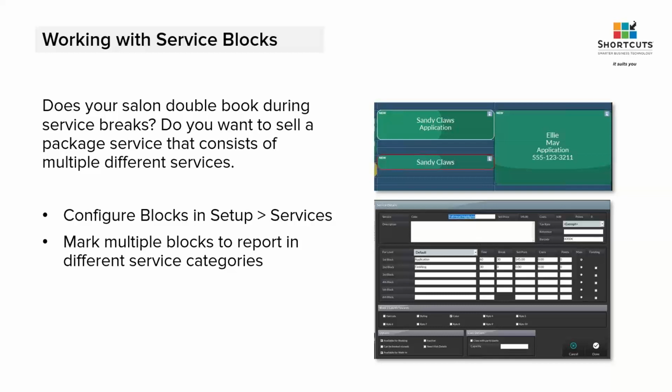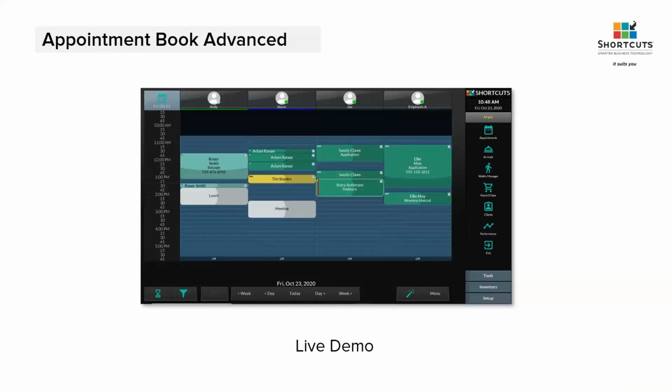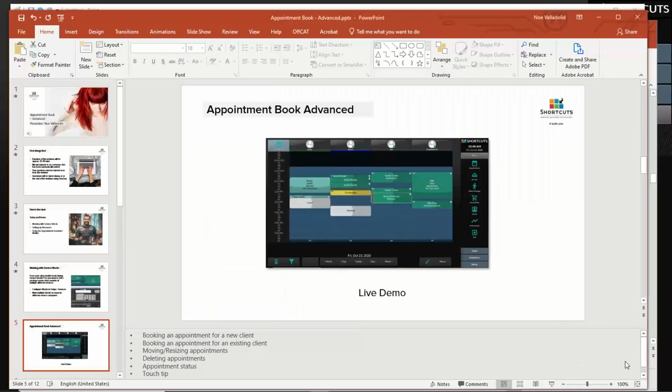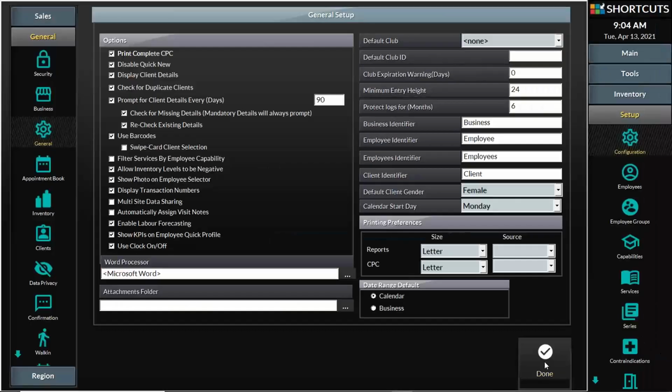In your service setup, you're going to choose first block and second block and then decide how you're going to break apart the service. In the example I'm going to do, we're going to talk about a color service and then how to set it up so that you can put a service in between during the processing time. So let's actually do a live demo. I'm going to go into Shortcuts right now, get out of the presentation and into Shortcuts.